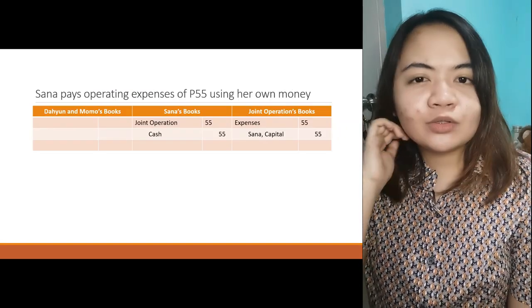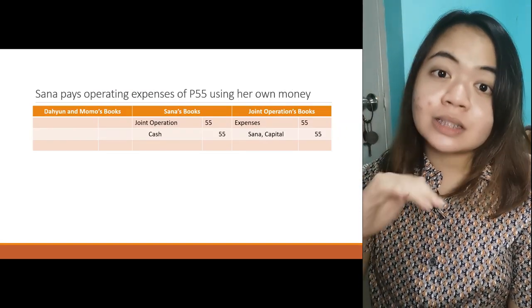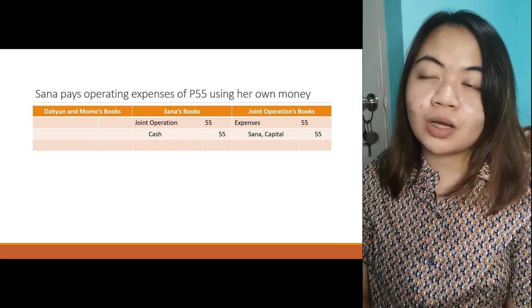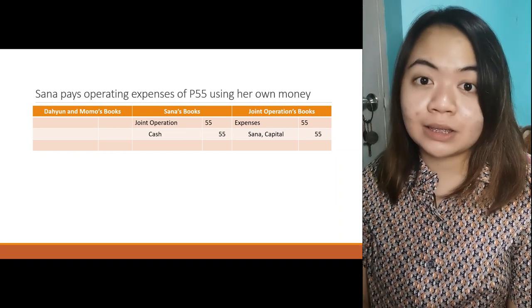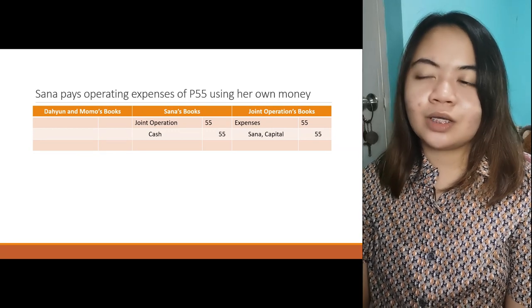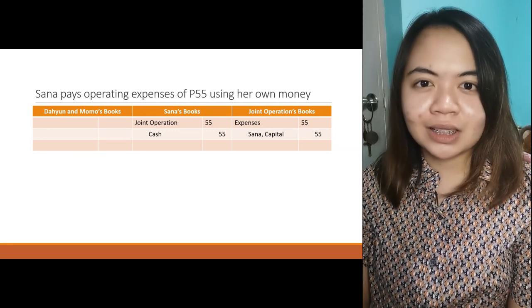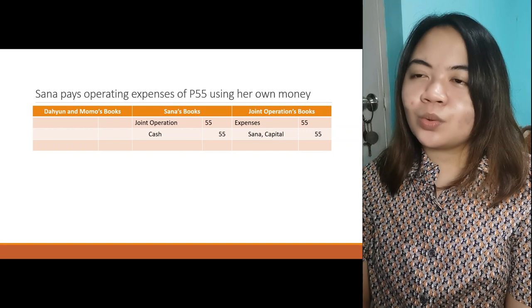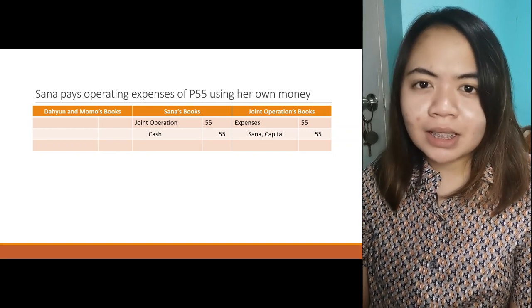Okay, how do you record the profit or loss? It's also the same with the separate books, with no separate books maintained method. Ganun lang din. Okay, ang maganda dito, nasa isang libro na lang siya. Okay, and then also, parang may nag-i-income summary ka lang.